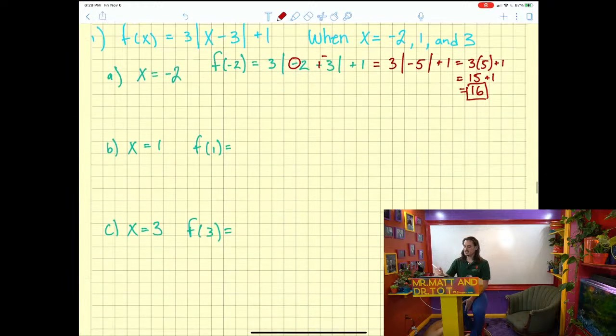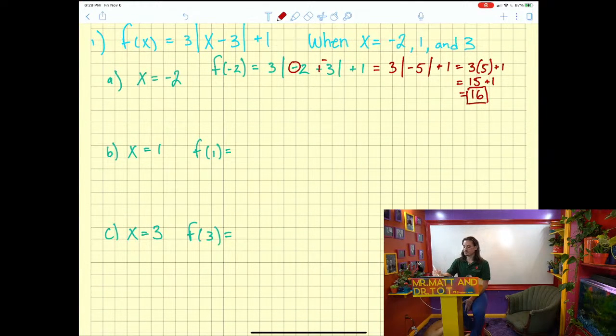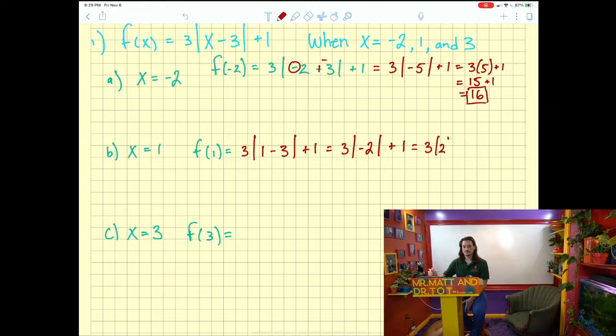For B, if we're evaluating f of +1, then we'd have 3 times the absolute value of 1 minus 3, quantity plus 1. 1 minus 3 is going to be -2, so we're going to have 3 times the absolute value of -2, quantity plus 1. The absolute value of -2 is just +2, so that's the same thing as 3 times 2 plus 1. 3 times 2 is 6. 6 plus 1 is 7.